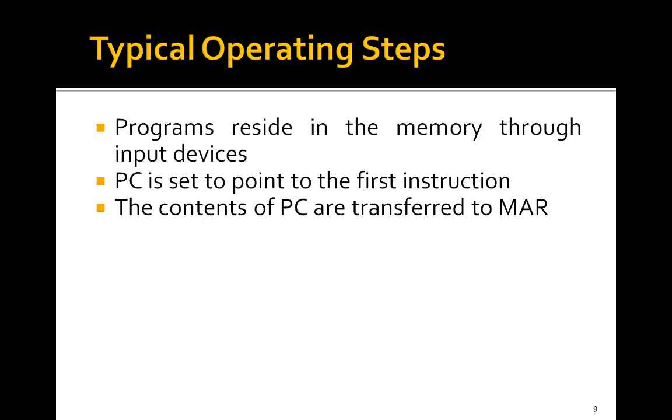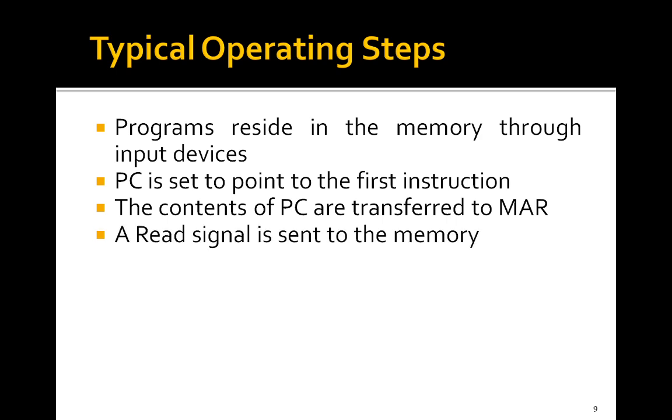So that address will be transferred to MAR, and we are going to generate a read control signal to the memory. That means go to that particular memory location and read the data. After the time required to access the memory elapses, the addressed word, that is, whatever data is in that particular memory location, is read. In this case, the first instruction of the program is in that memory location, so that will be read out of the memory.